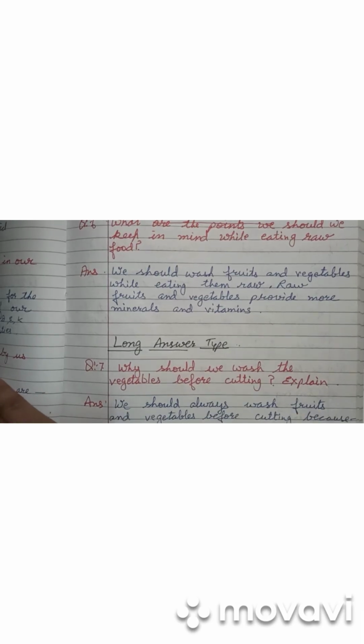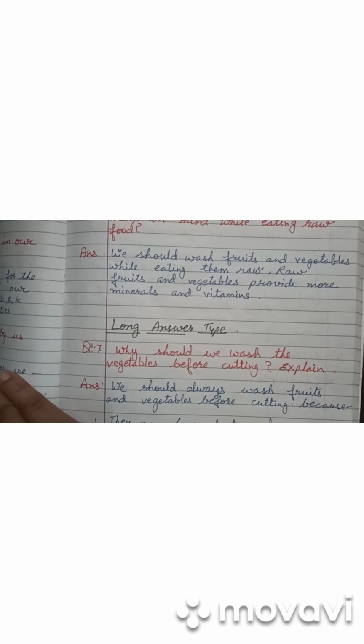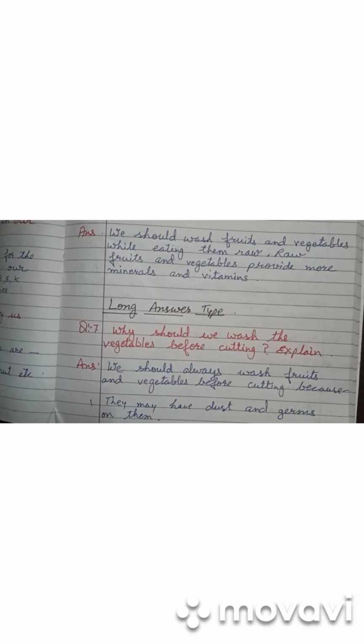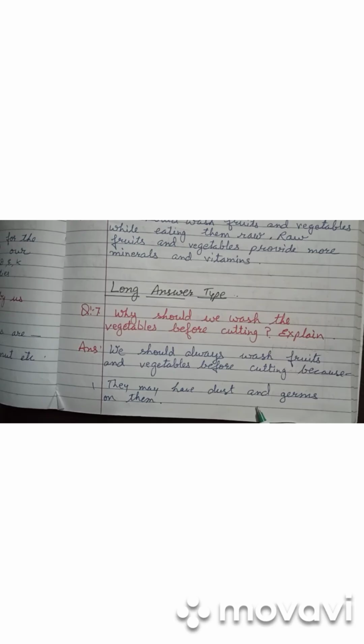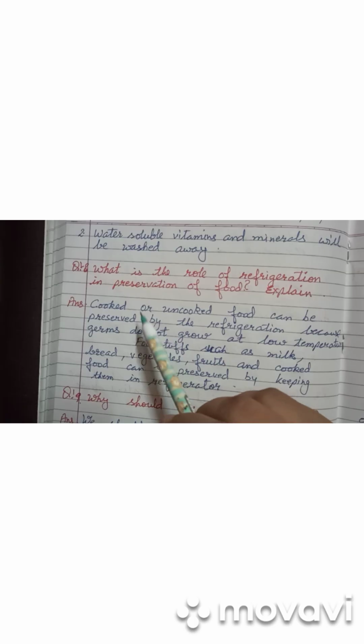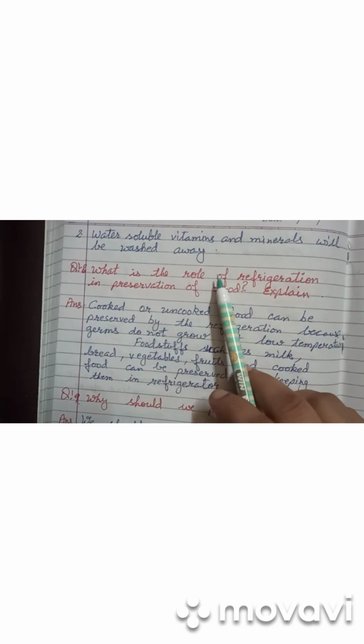Question number 7, why should we wash the vegetables before cutting? Explain. Answer: we should always wash fruits and vegetables before cutting because they may have dust and germs on them. Second, water soluble vitamins and minerals will be washed away.